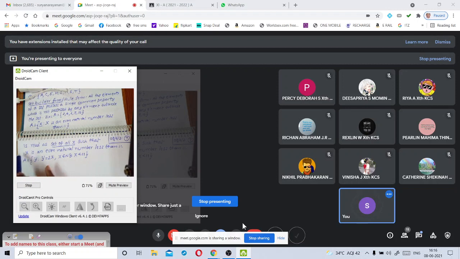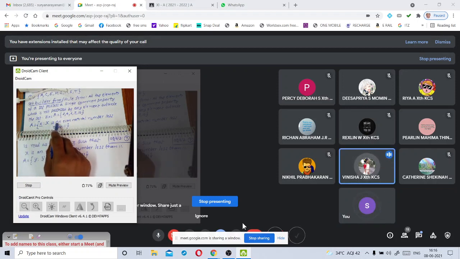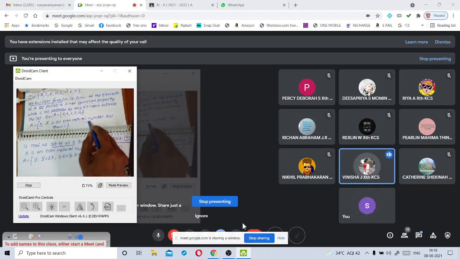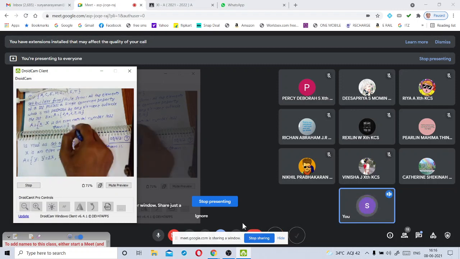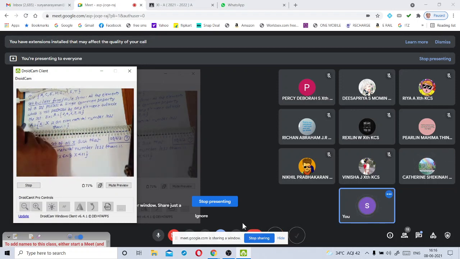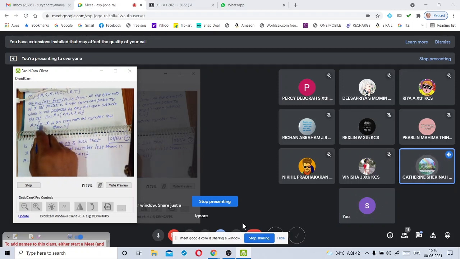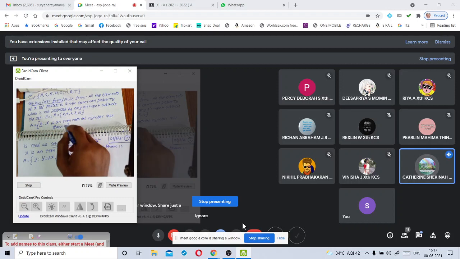Vinisha? My dear Vinisha, read these two lines. A is equal to set of all x such that x is an even natural number less than 11. Very good, my dear Vinisha. Catherine, can you read these two lines? A is equal to set of all x such that x is an even natural number less than 11. Very good.